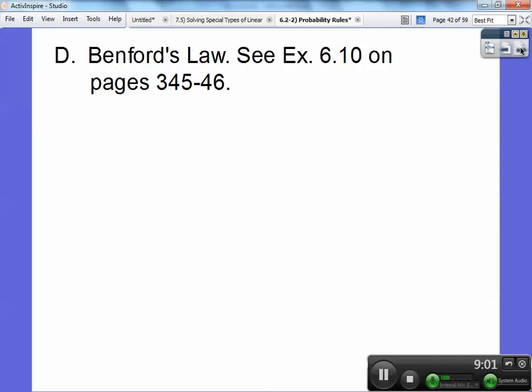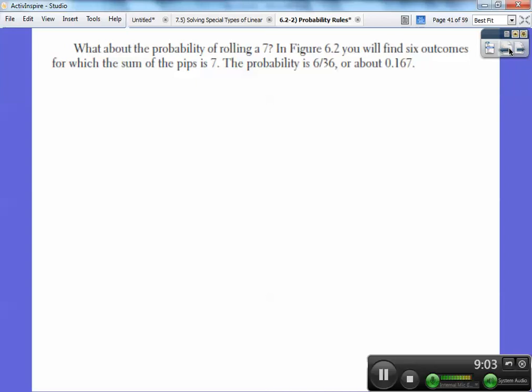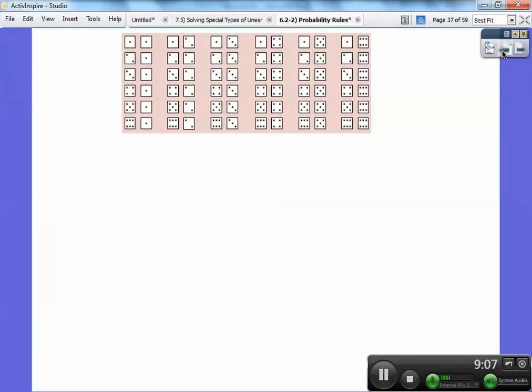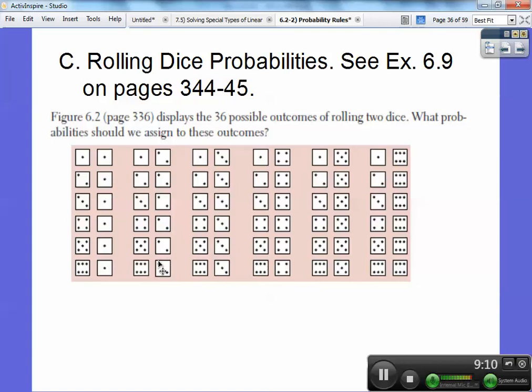Okay, let's see, did I put that figure there? Let me go back here. So the probability of rolling a 7, let me go back to a bigger picture right here. So here's the bigger picture. So the probability of rolling a 7, there's 36 ways, and how many ways can I roll a 7?